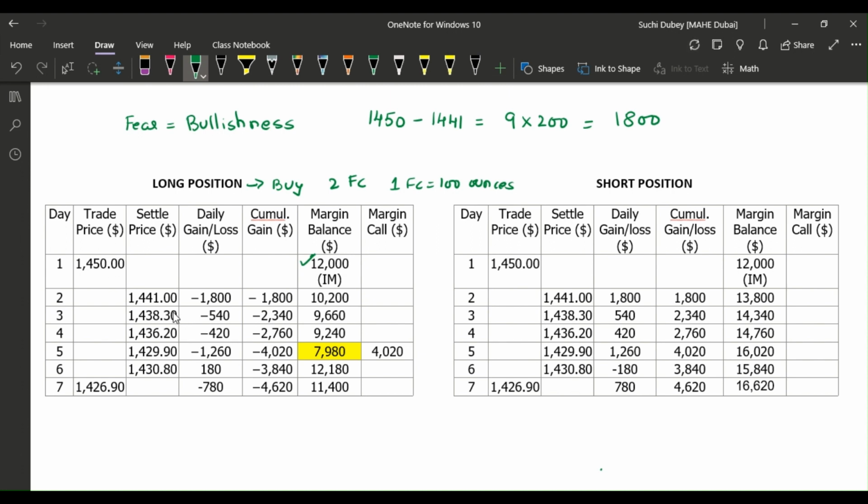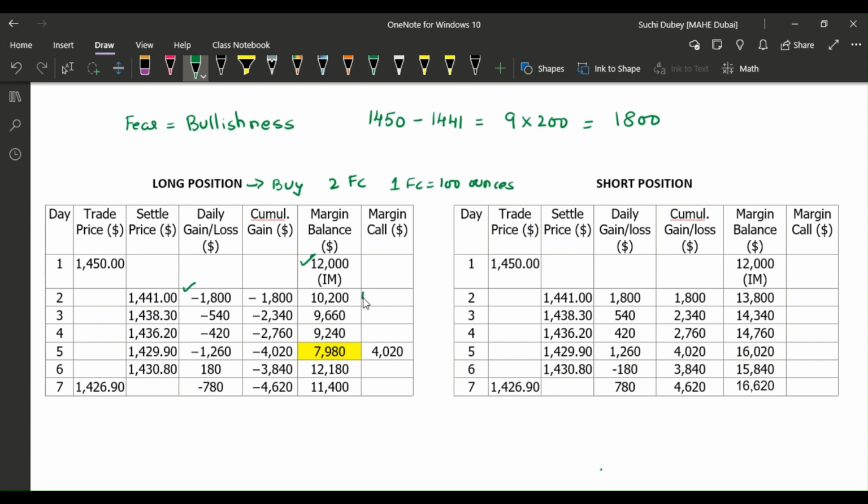But what has happened today? The settlement price has become 1441, right? So it is a loss for him because the price has not gone up. It has further reduced. So if it has reduced, the daily loss for me today, at the end of the second day, will be 1,800. Cumulative is also 1,800, and then my margin account balance has gone down by 1,800, right?